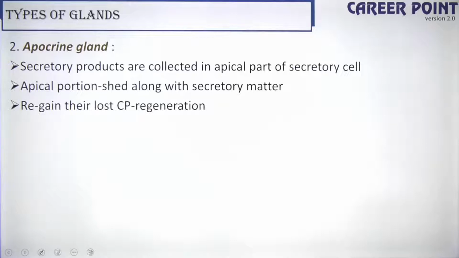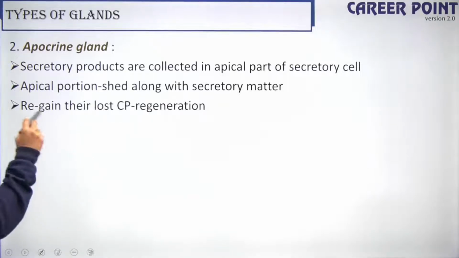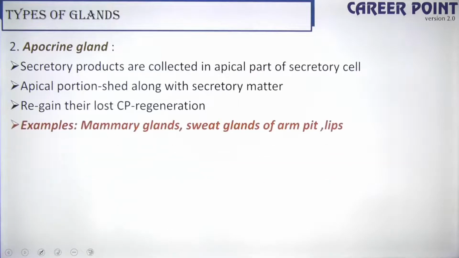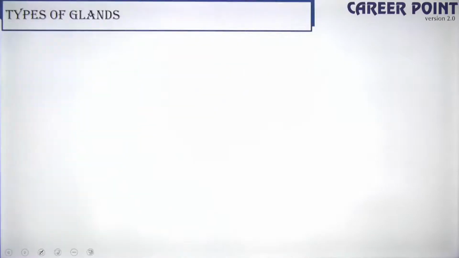They regain the lost cytoplasm because the apical portion is shed, but they regain the lost cytoplasm. Examples are your mammary glands and the sweat glands of your armpit and your lips. In rabbit, sweat glands are found around the lips and the skin around the lips.